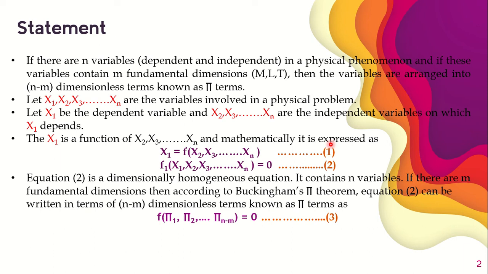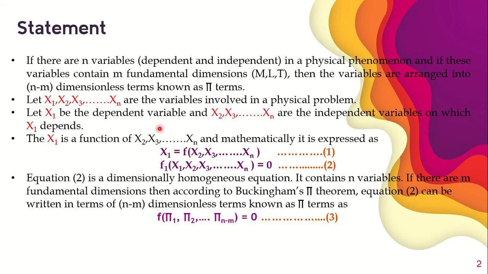Just add them all, and that is the value of n. Then each variable contains m fundamental dimensions. We have fundamental dimensions fixed, which are L, capital M and capital T, which are the fundamental or primary dimensions, and they are fixed. They are 3, correct? So we denote it with the symbol m. So if there are total n variables in the phenomenon and m fundamental dimensions, then you have to write n minus m dimensionless terms known as pi terms.